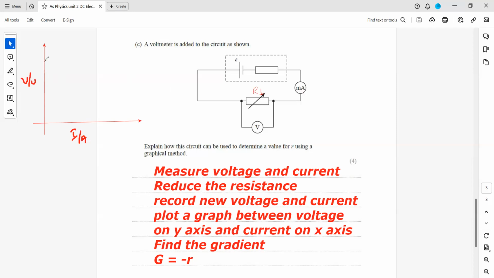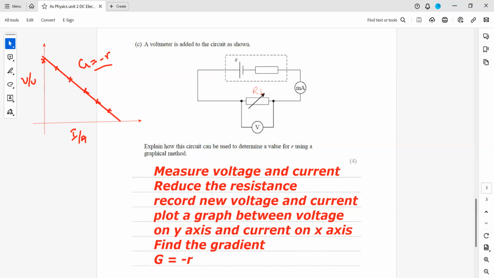The current will be zero. So all the voltage will be there across the terminals, like no voltage loss. And as we reduce the resistance gradually, the current starts to increase, so there is less potential across the terminal. So we'll have a linear graph between voltage and current. And when we work out the gradient of this graph, it will be the negative of the internal resistance.